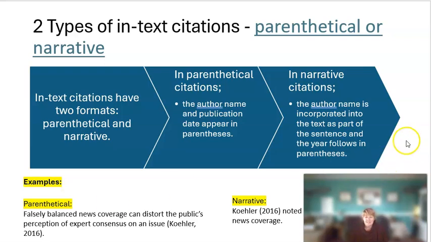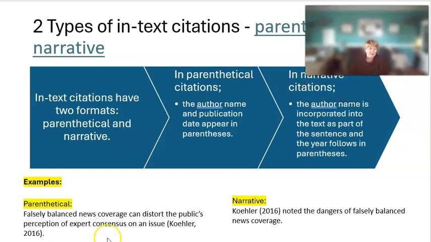Now, there's two types of in-text citations. There is a parenthetical and a narrative. In the parenthetical citation, the author name and publication date appear in parentheses. In the narrative citation, the author name is incorporated into the text as part of the sentence, and the year follows in parentheses. So let's see that as an example.